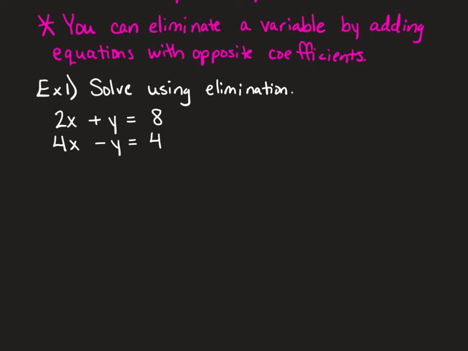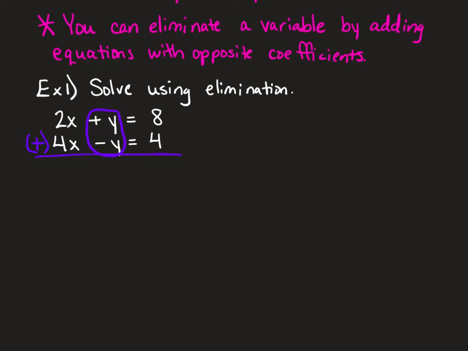Example 1, solve using elimination. Notice that my x's have different numbers for their coefficients, but my y's have opposite coefficients. There's a positive 1y and a negative 1y. So if I add those together, they'll be eliminated. So I'm going to do that. I'm going to add my equations.